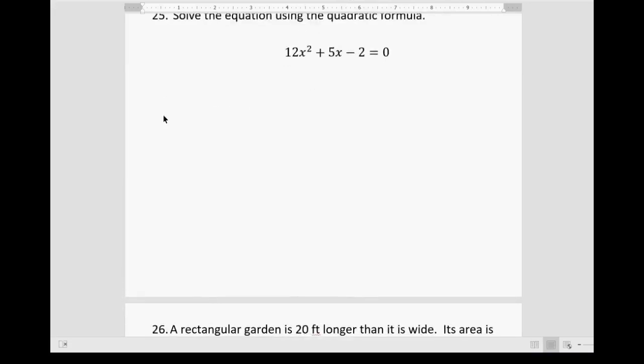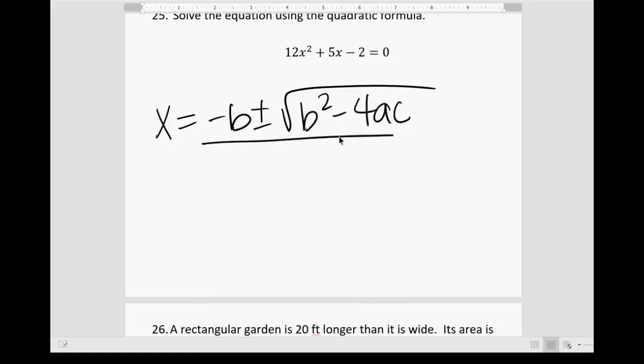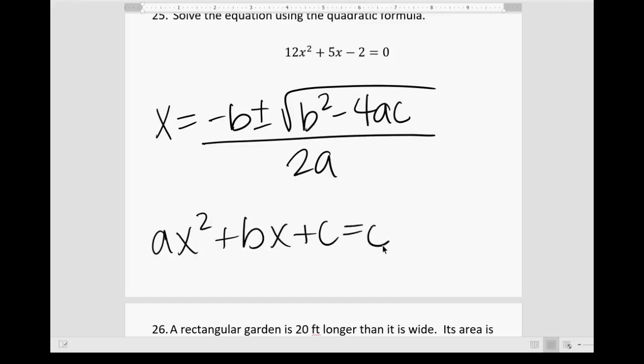Quadratic formula, you need to remember that. Remember that is x equals negative b plus or minus the square root of b squared minus 4ac, all divided by 2a. Those variables are coming from the standard form of a quadratic equation. So in this case, your a would be 12, your b would be 5, and your c would be negative 2. You plug these values into your quadratic formula, and you will get two different answers, hence the plus or minus.